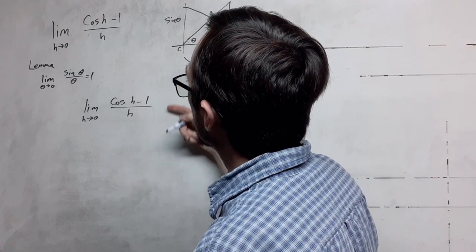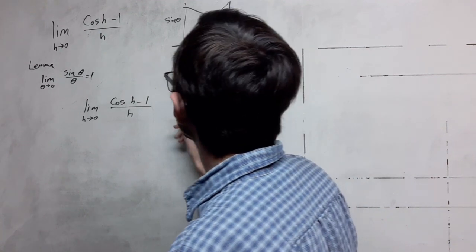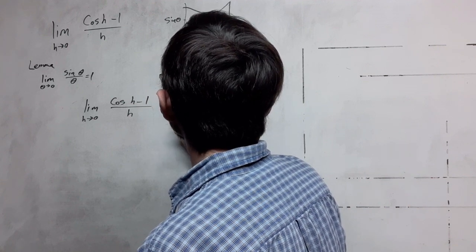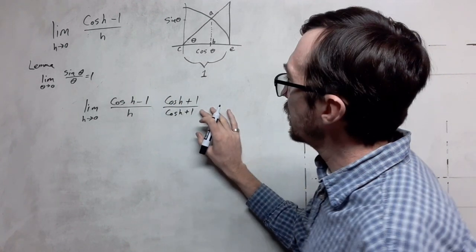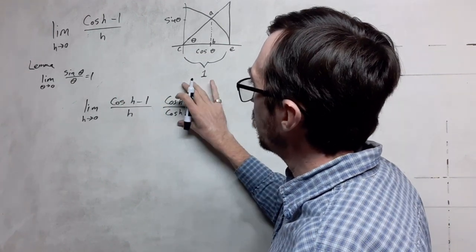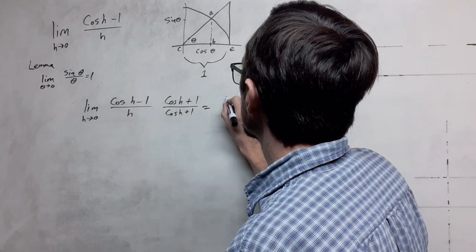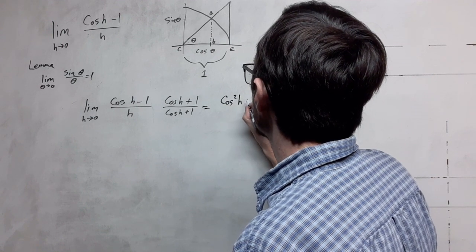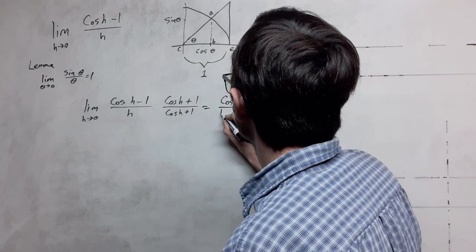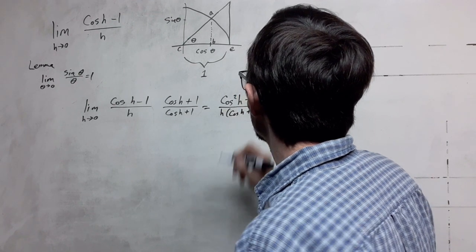First of all, we're going to multiply the numerator and denominator by the algebraic conjugate. Since we're multiplying the top and the bottom here by the same, this is effectively multiplying this by 1, so it's an equivalent fraction. It has the same magnitude. This is going to give us the cosine squared of h minus 1. And then on the bottom here, we are going to have h times cosine of h plus 1.